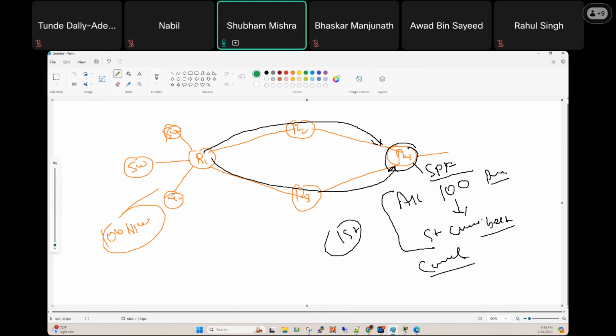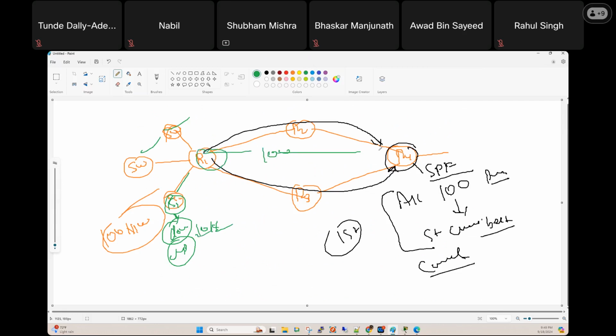But try to understand. For example, let's suppose this is switch number 1. This switch goes down and after 1 minute this switch comes up. Let's suppose this is the 10th network and all the networks are working fine. There is no problem. When this router comes up, it again sends the complete 100 networks to this router. But is it necessary to send all 100 networks? No, only the 10th network should be shared. But this router shares the complete 100 networks with this router.